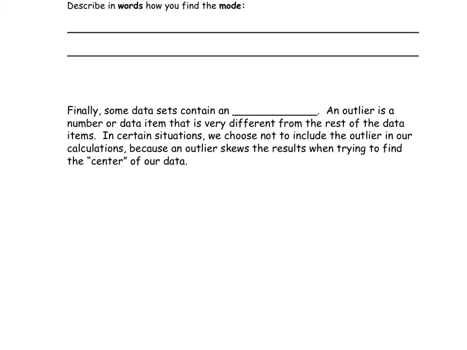Down at the bottom of the second page for lesson 4, we see a little paragraph. So let's read through that together. This says, finally, some data sets contain an outlier. An outlier is a number or data item that is very different from the rest of the data items. In certain situations, we choose not to include the outlier in our calculations because an outlier skews the results when trying to find the center of the data. So the word we're looking for is outlier.